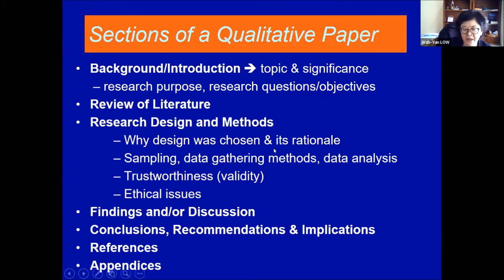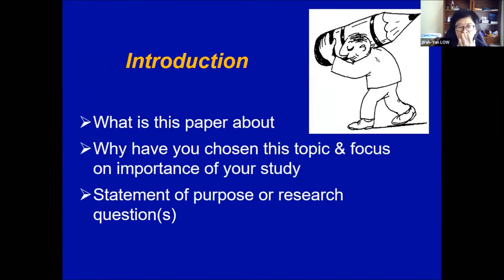And also finally, the implications of your study and your references or appendix. So basically, these are the sections of a qualitative research paper. Now, let me move on to each and every one of them.